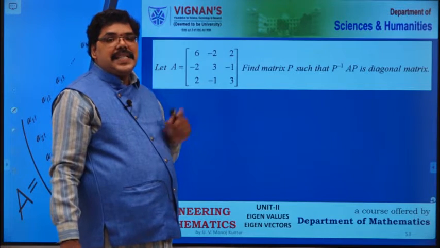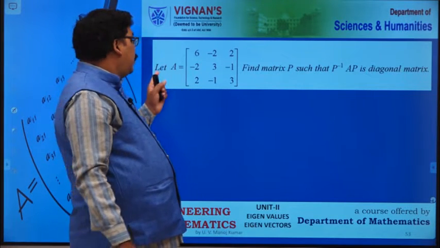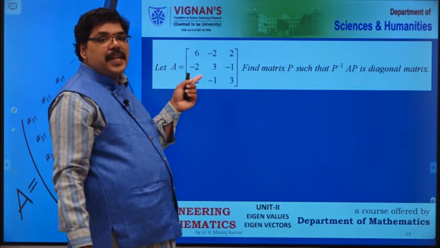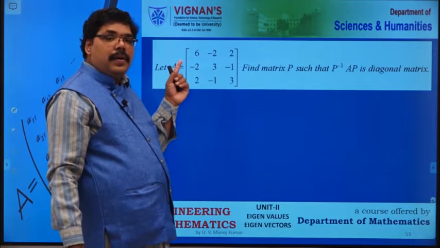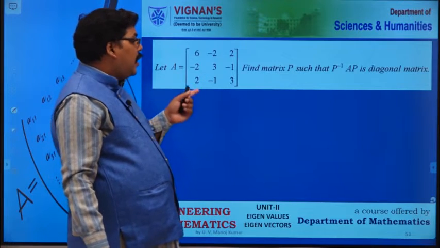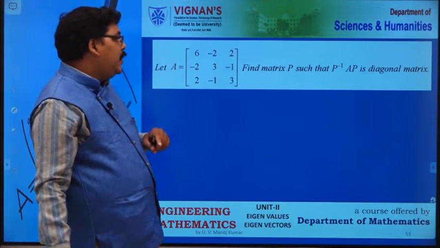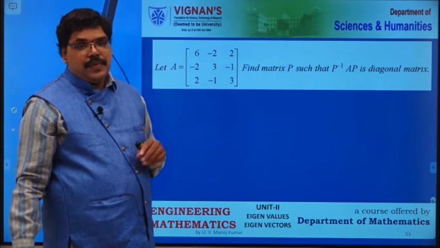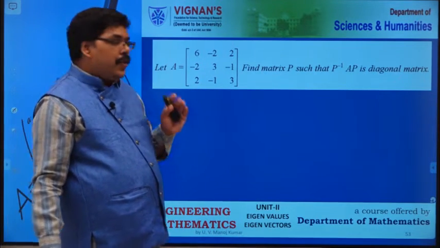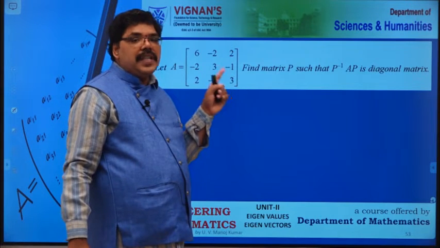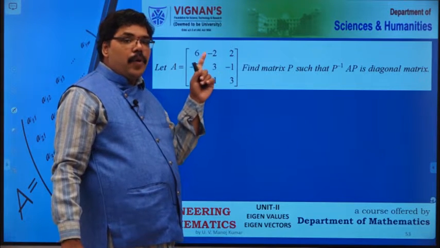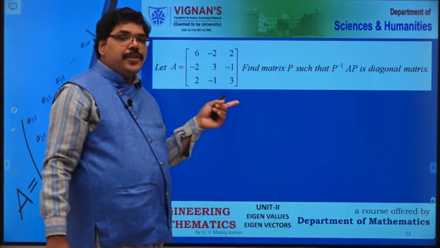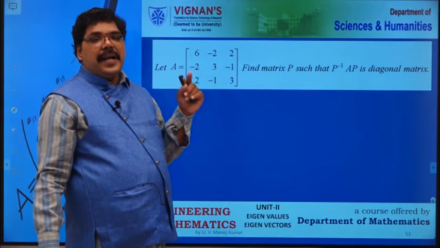Now, this is an assignment for you. This is a 3 by 3 matrix. Reduce this 3 by 3 matrix into a diagonal matrix and also find P. Here you are not asked to verify, so there is no need to verify. You are asked to find P. P is called the model matrix, which reduces A into a diagonal matrix.